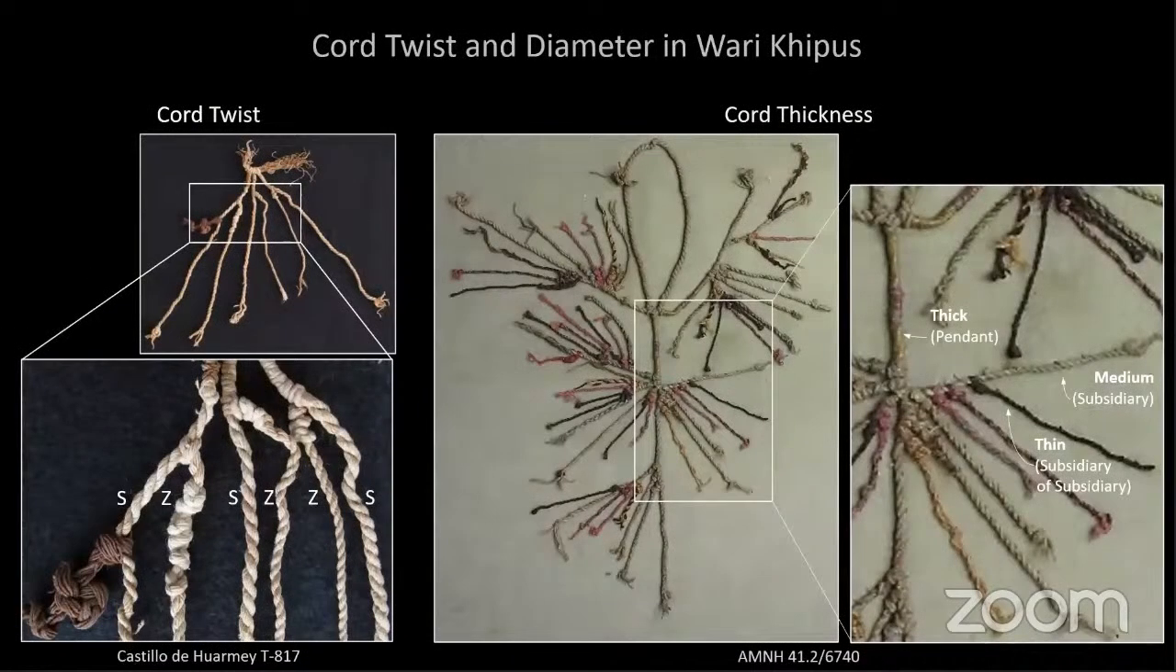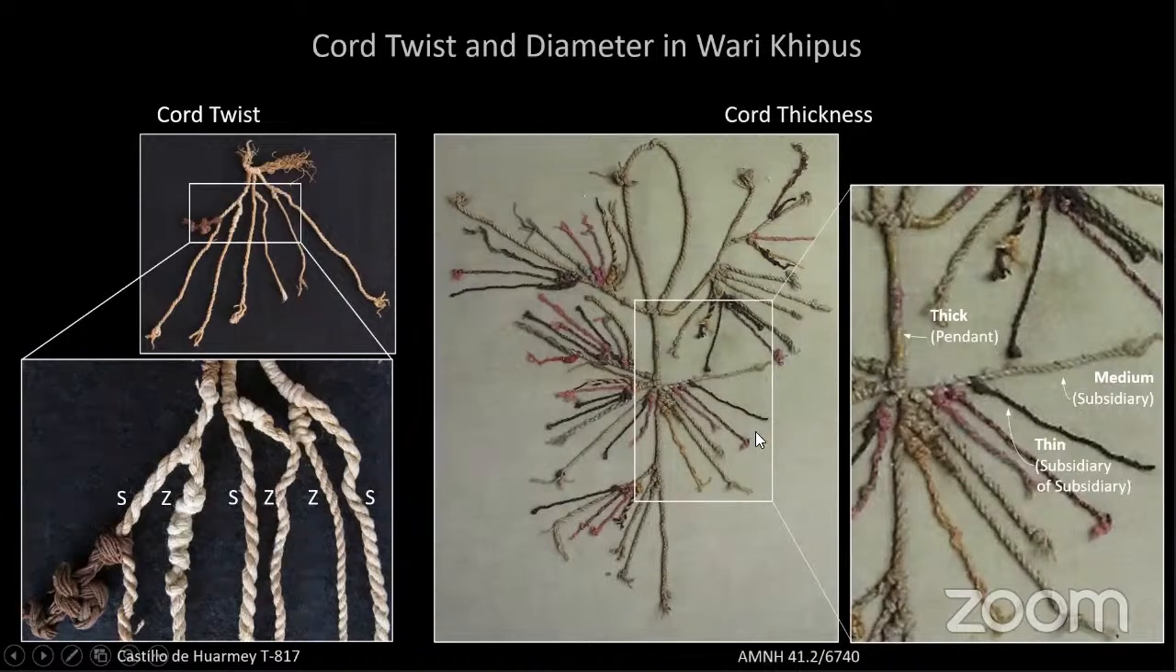Wari quipus also have multiple chord twists, knot twists, and chord thicknesses, like herding quipus. Here you can see a quipu from Castillo de Huarmey that has a pattern of S-twist pendant chords and Z-twist subsidiary chords. So this is all we have of this particular quipu, just a portion of it. What's important is not to know S or Z, but you can see that they are opposite in their diagonals. They're like a herringbone.